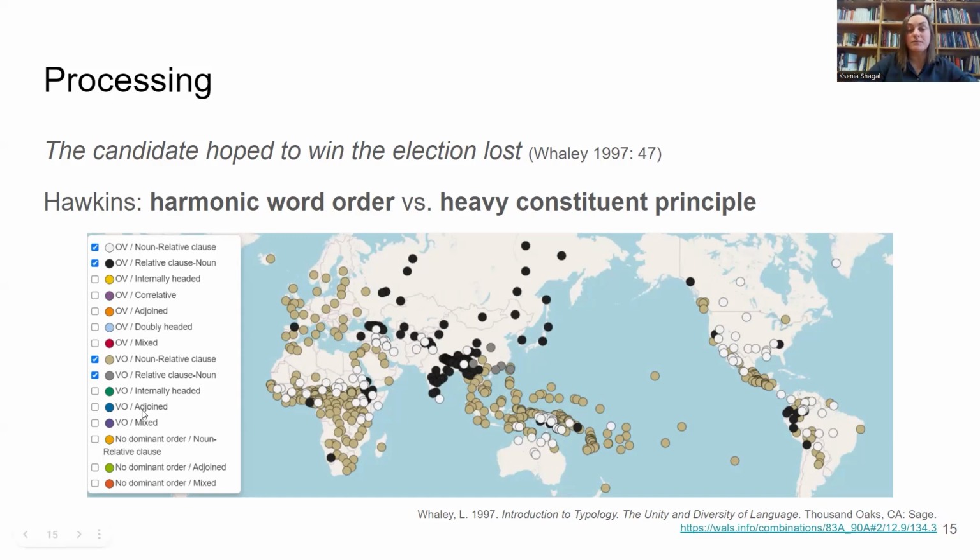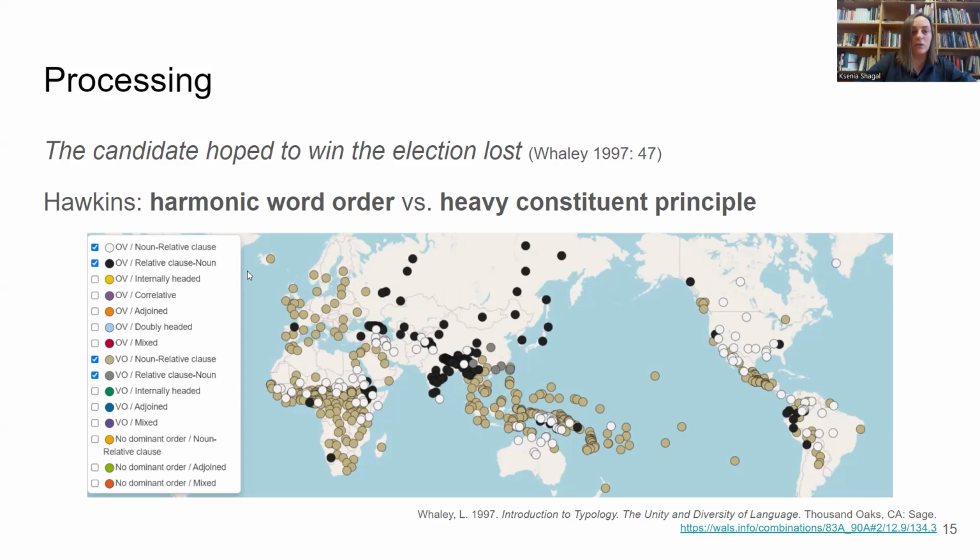And if we take a look at a map over here, which is an overlap of two maps in WALS, technically, that's a very nice solution. So this is a combination of two maps, OV versus VO word order, and noun relative clause versus relative clause noun. And you can see that probably the most common type here is where you have VO languages that have noun relative clause word order. So this is harmonic word order because you have the head first, verb or noun, and then object and relative clause, so the dependents come after.